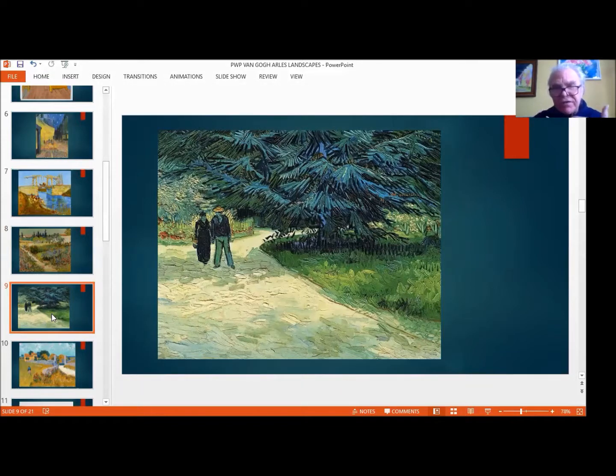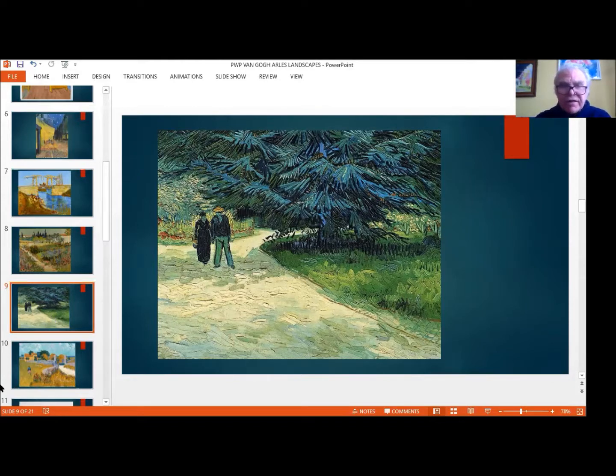But he's also painting the public parks in Arles, and the paintings take on a quite poetic turn. He's incredibly lonely at this time. His only real communication is with Theo, his brother, to whom he writes every day.